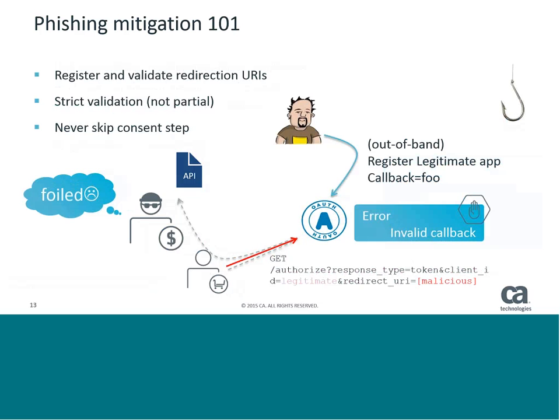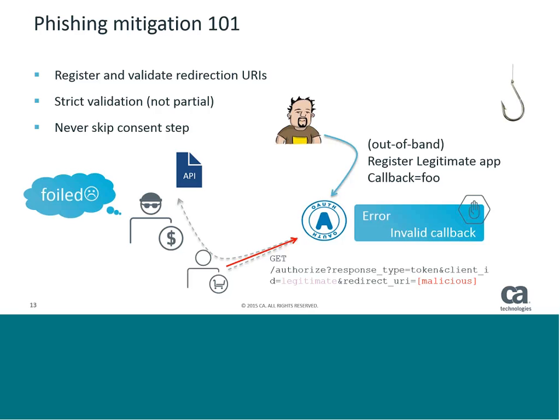Register and validate these redirection URIs. Make sure that you understand, because this is within your control, how and where it is going to be redirected. So these URIs can be tracked and they can be registered and they can be validated. So make sure that when you're redirecting from the point where you're supplying the OAuth token, you understand where it is being redirected to.